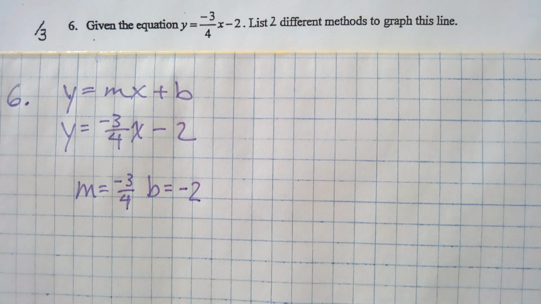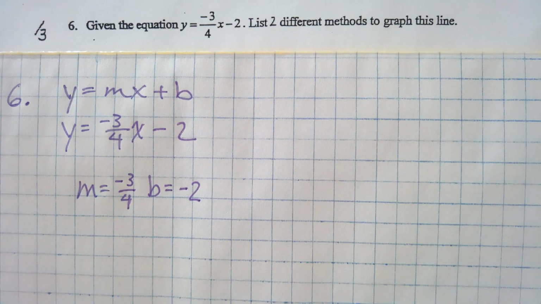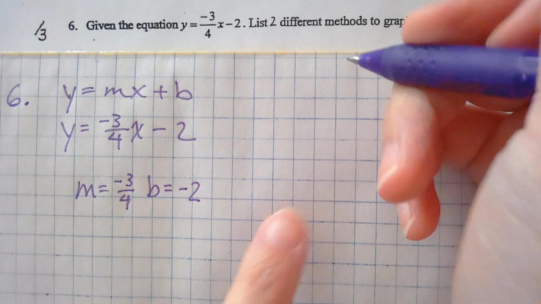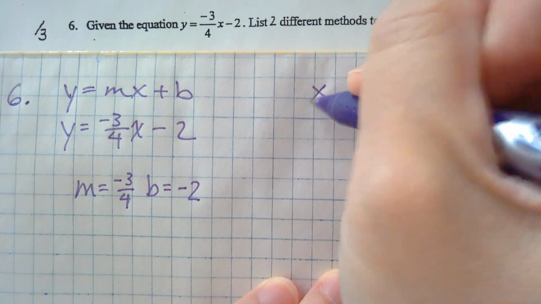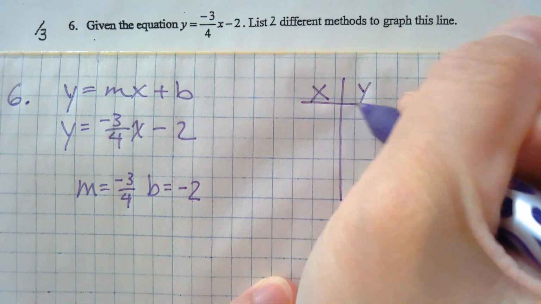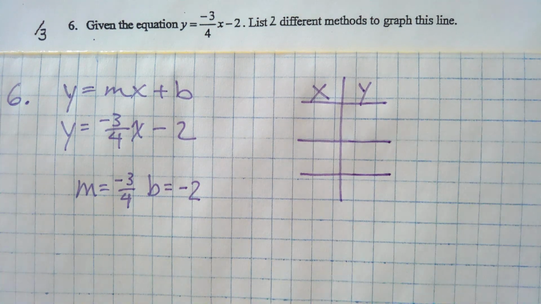Okay. Notice, Leandros, that the slope is negative 3 over 4. Your slope is not negative 3 over 4x. There's no x. It's just a number for the rise and the run. Okay. The second method that we could do is a table of values. So let's say we set up a table. I have no numbers in my table, so I can make up my numbers.